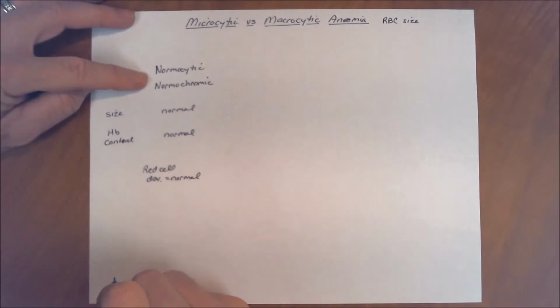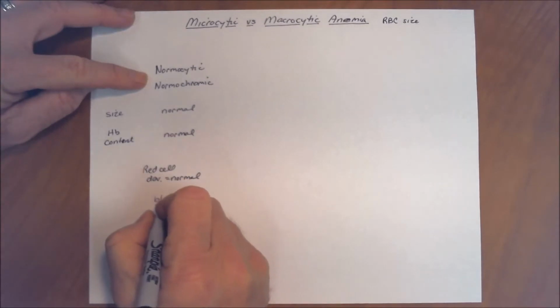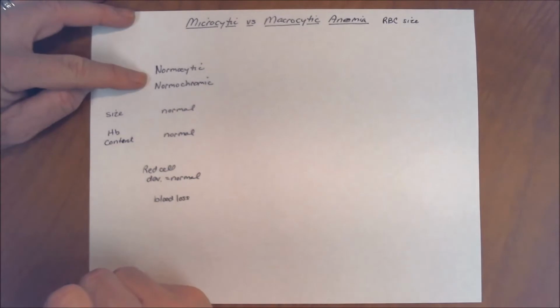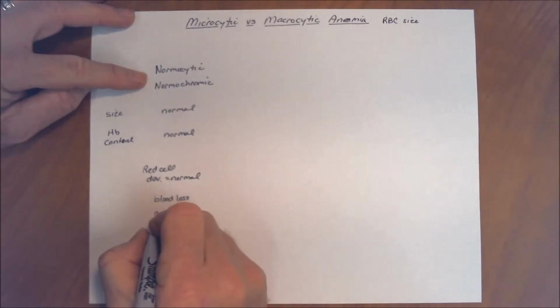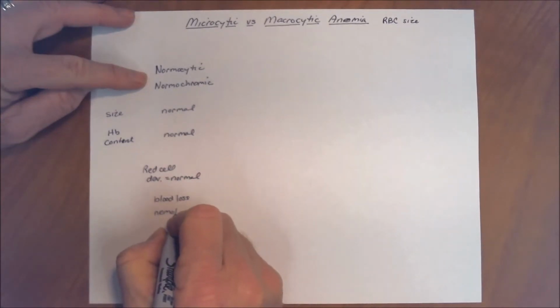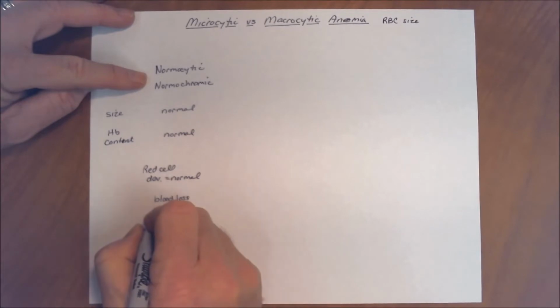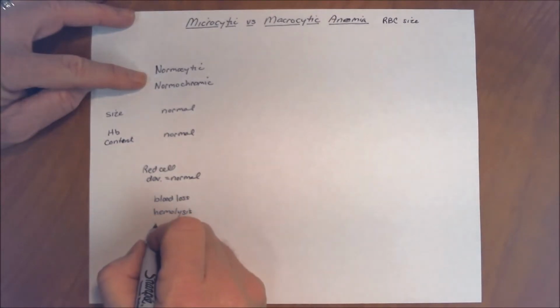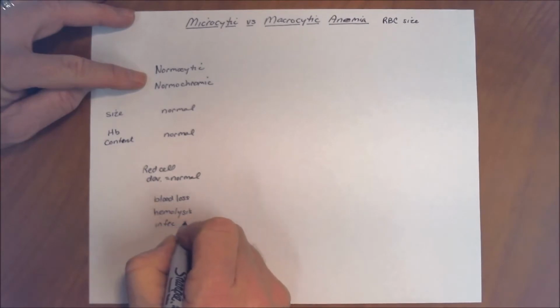These types of anemia come from blood loss through injury, hemolysis due to disease, or infections.